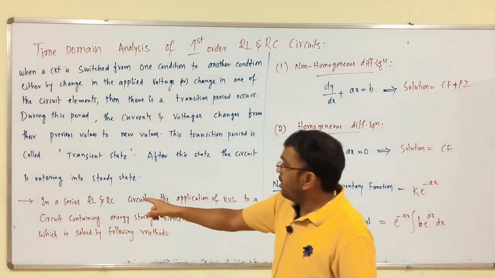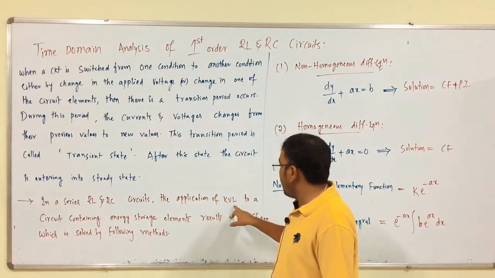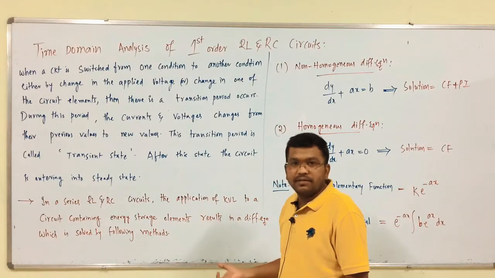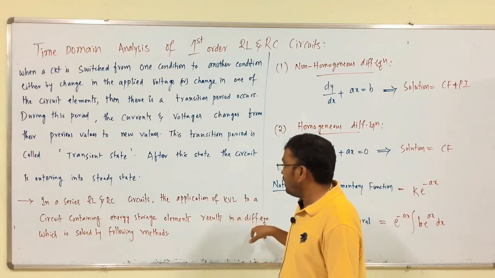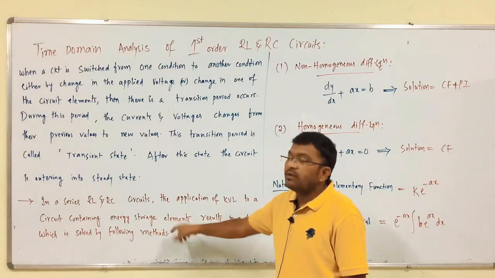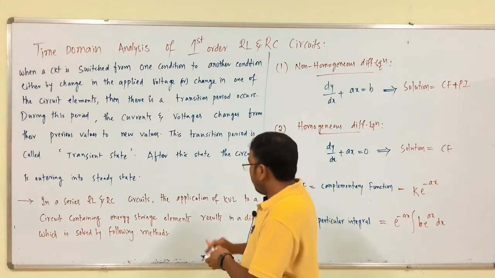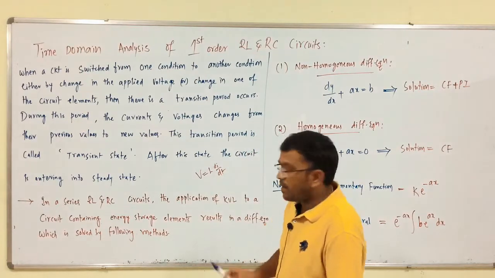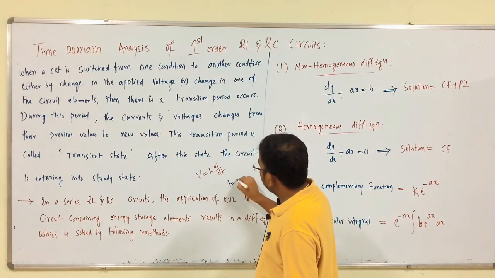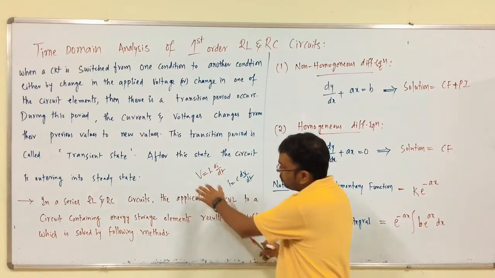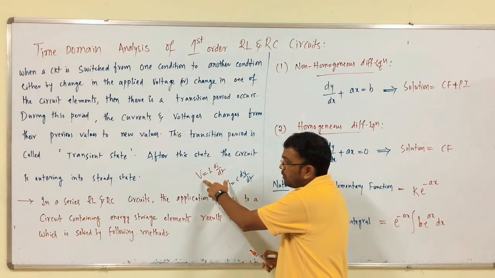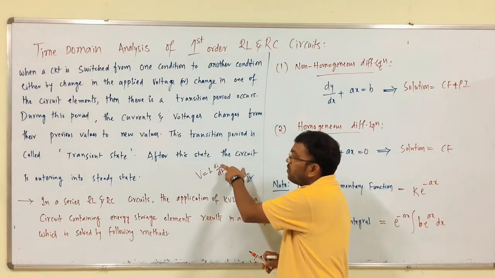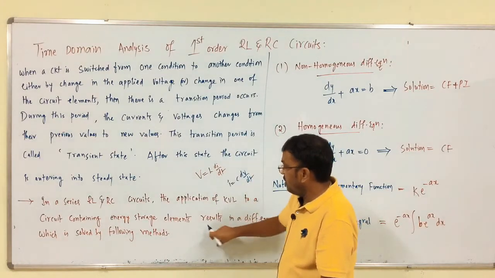Okay? Then, in series RL and RC circuits, the application of KVL to a circuit containing energy storage elements, that is L and C, inductance and capacitance, results in differential equations which are solved by the following methods. For example, in case of an inductor, the voltage is L into dI by dt. In case of a capacitor, the current is C into dV by dt. These two are energy storage elements, but the corresponding voltage in case of inductance and the corresponding current in case of capacitance consist of differential terms of current and differential terms of voltage. That is the meaning of this.